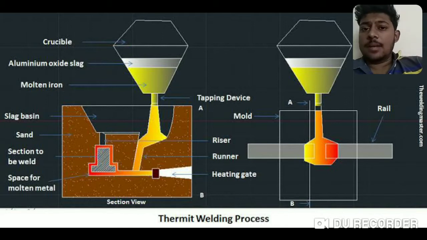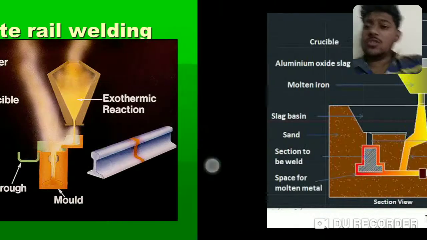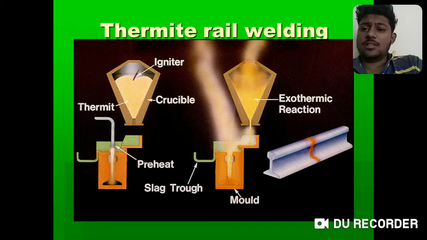This process is completed in a fraction of 1 minute, but you can't say it's a very easy process because it's pretty complicated, the materials used are more, and it is much heavier. Even though it takes very little time, it is limited to very few applications. So this is the thermit welding process. I'll show you some images which can explain it more.